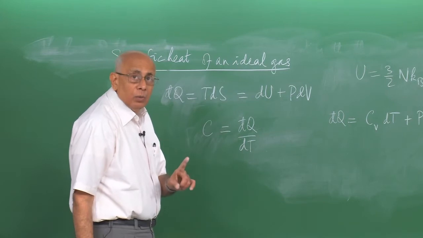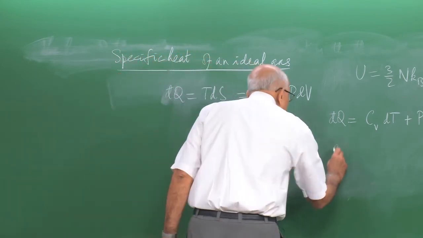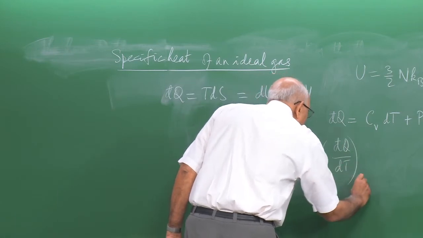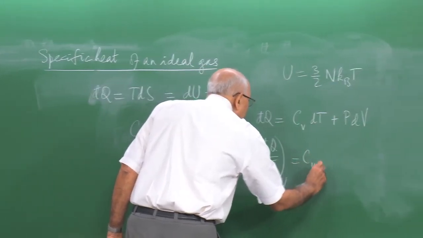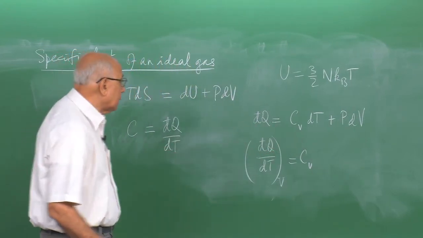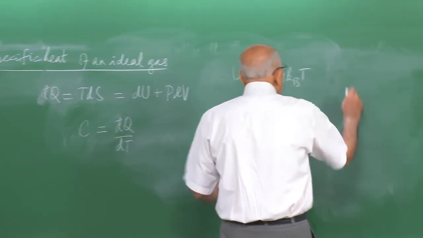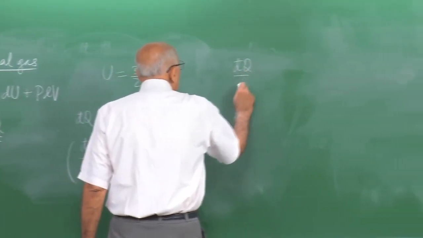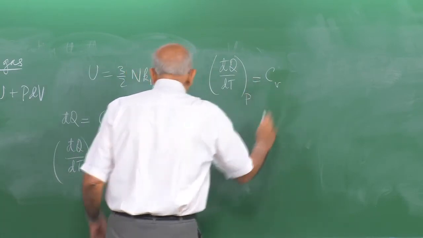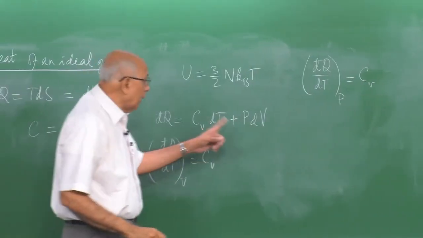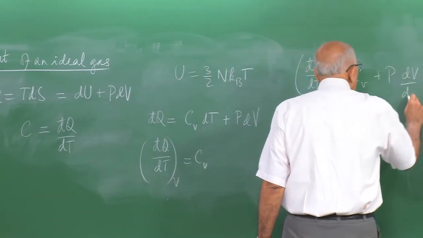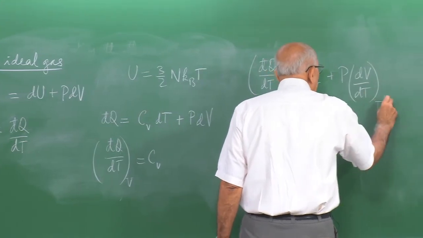And if I keep the volume constant and differentiate with respect to temperature, dq over dt at constant volume equals Cv here. So, that figures okay. What happens at constant pressure? Well, the same equation says dq over dt at constant pressure is Cv, because I divide by dt here, plus P times dV over dt, but I must keep the pressure constant.